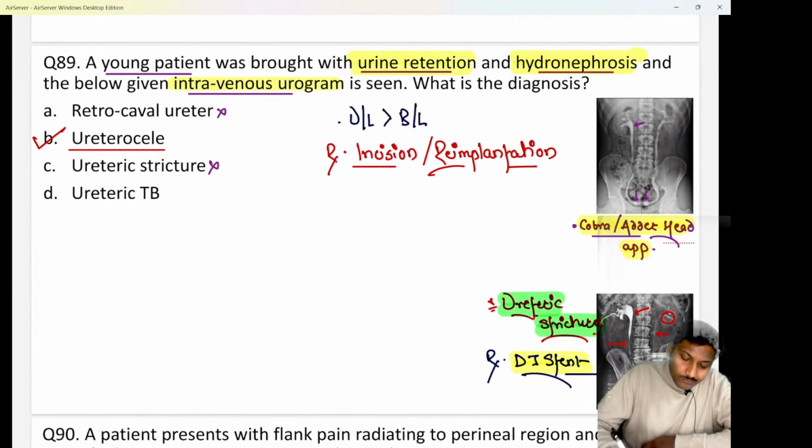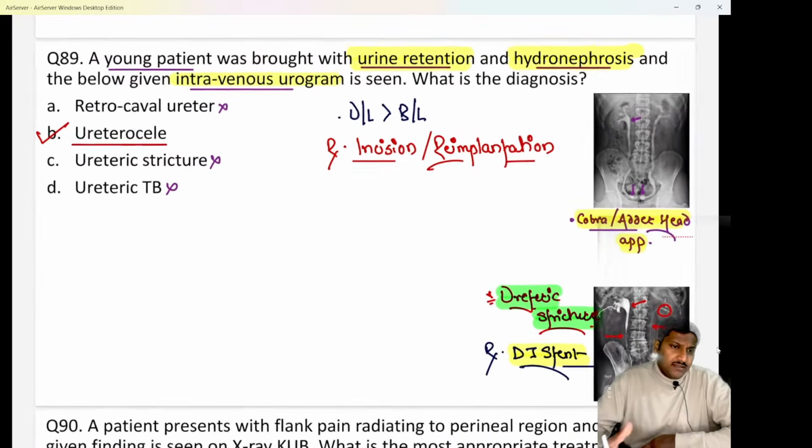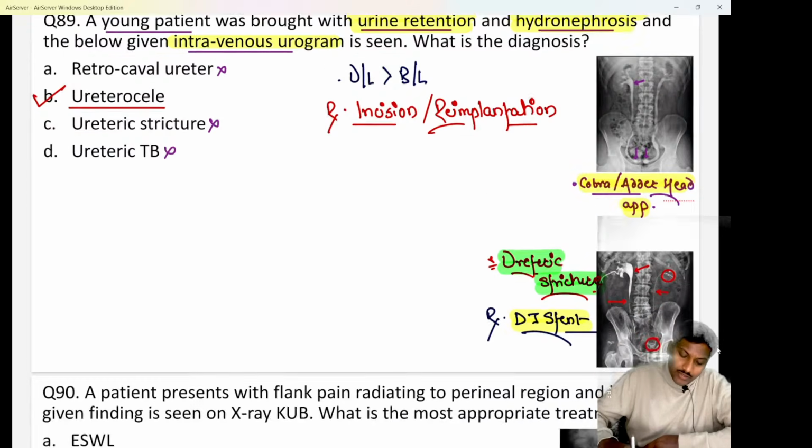Do remember that. In ureteric TB, there is a golf-hole ureteric orifice that is seen. Here, there is not a golf-hole ureteric orifice. There was a cobra head or an adder head appearance. The answer is option B, ureterocele.